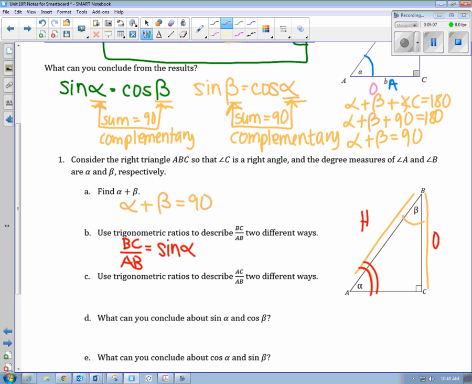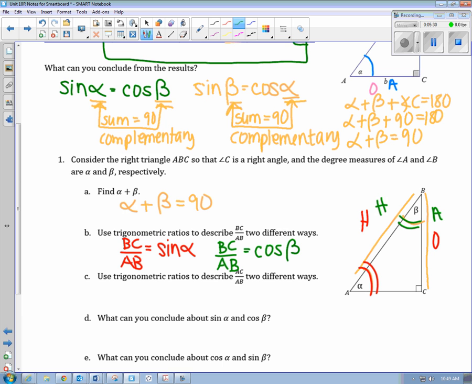It's equal to opposite over hypotenuse. And then if I change now, and I look at angle beta, this is my adjacent and hypotenuse. So that means that I know that BC over AB is equal to cosine of beta, adjacent over hypotenuse.